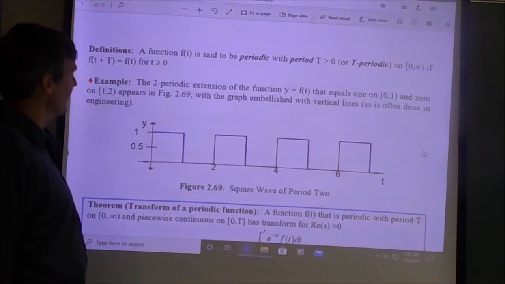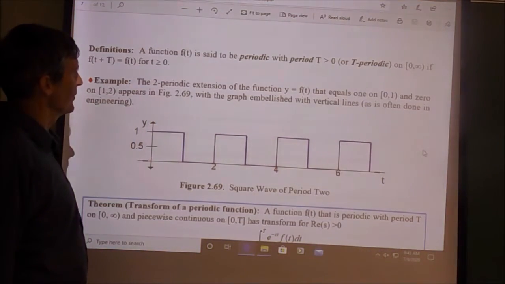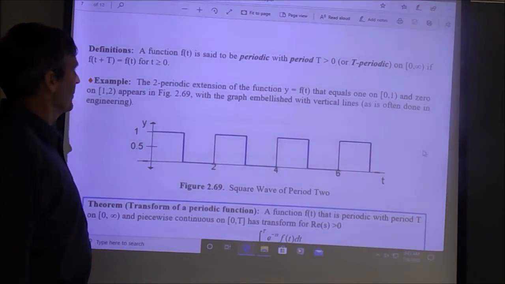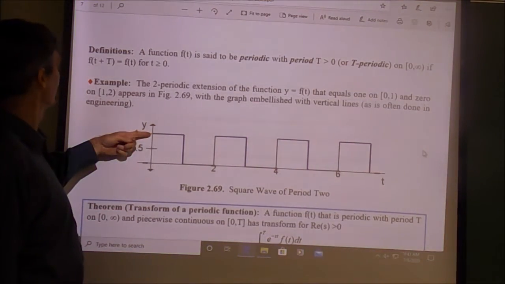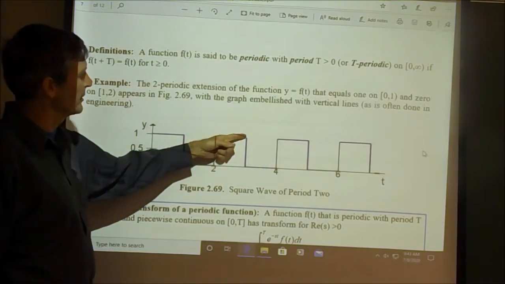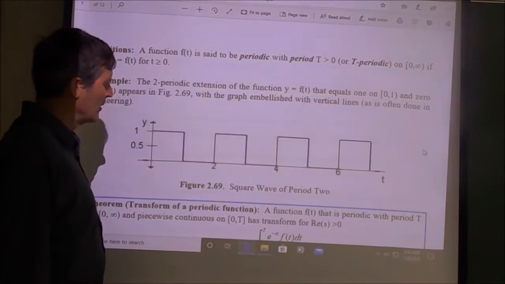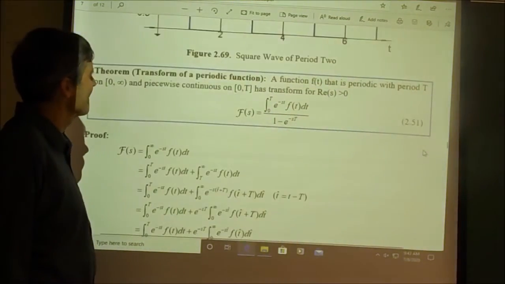So this is a 2 periodic square wave, if you will. And it's equal to 1 between 0 and 1. It's equal to 0 between 1 and 2, equal to 1 between 2 and 3, 0 between 3 and 4. Wonder what the Laplace transform of that one is.